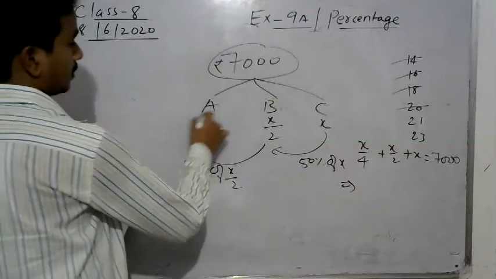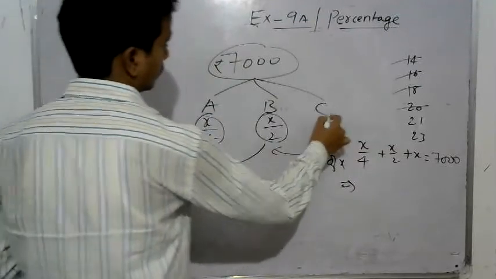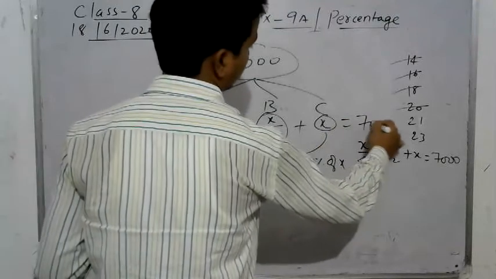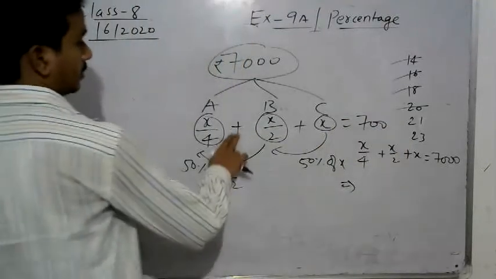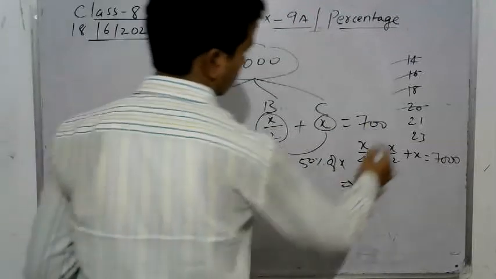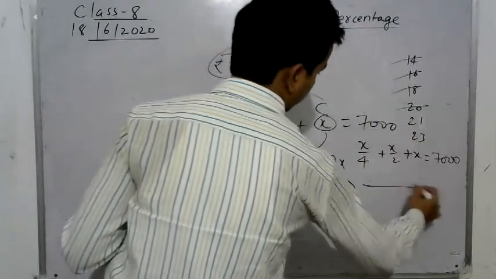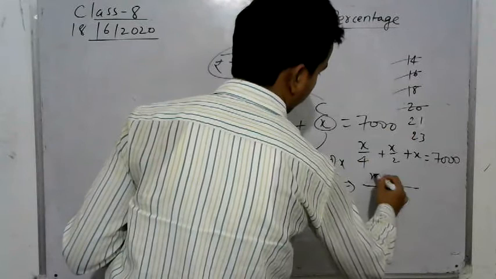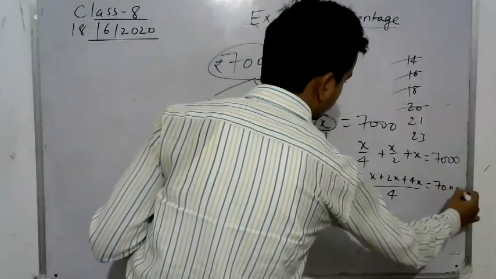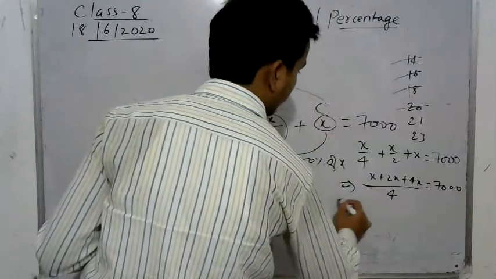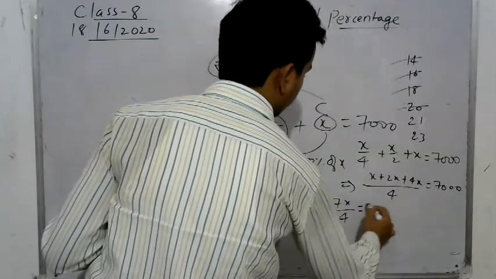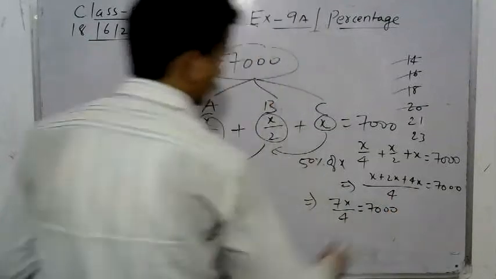Sum of all this, x by 4 plus x by 2 plus x, sum will be equal to 7,000. Now you can easily solve it. Take the LCM. x plus 2x plus 4x over 4 is equal to 7,000. This implies 1 plus 2 plus 4 is 7, 7x by 4 is equal to 7,000. So you can solve it.